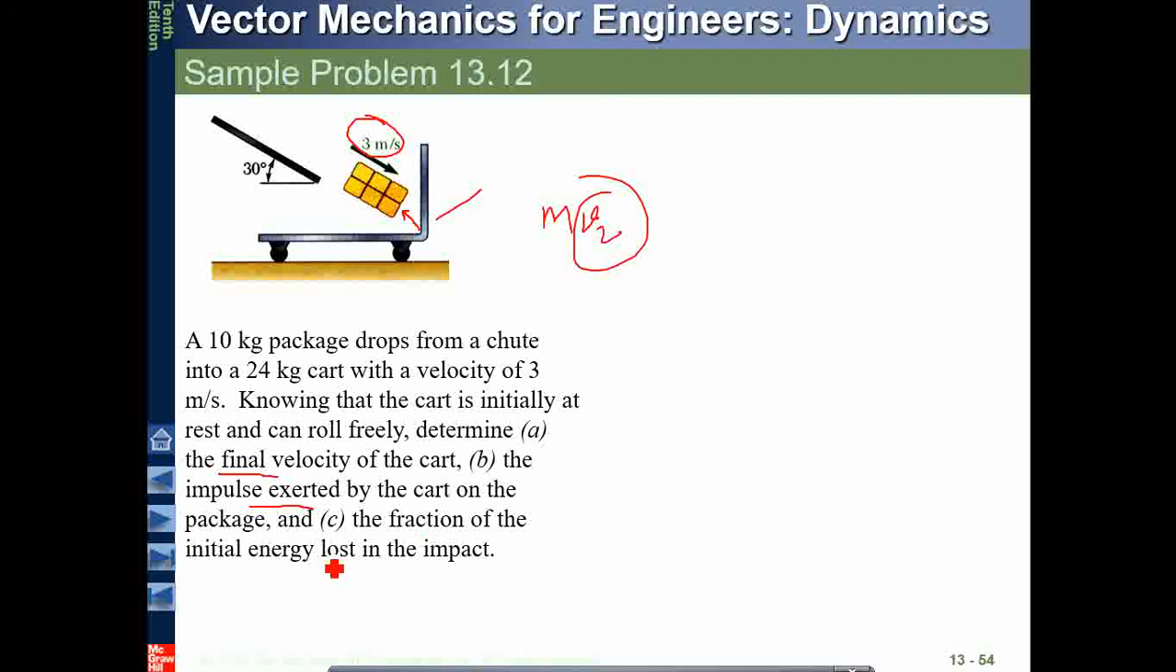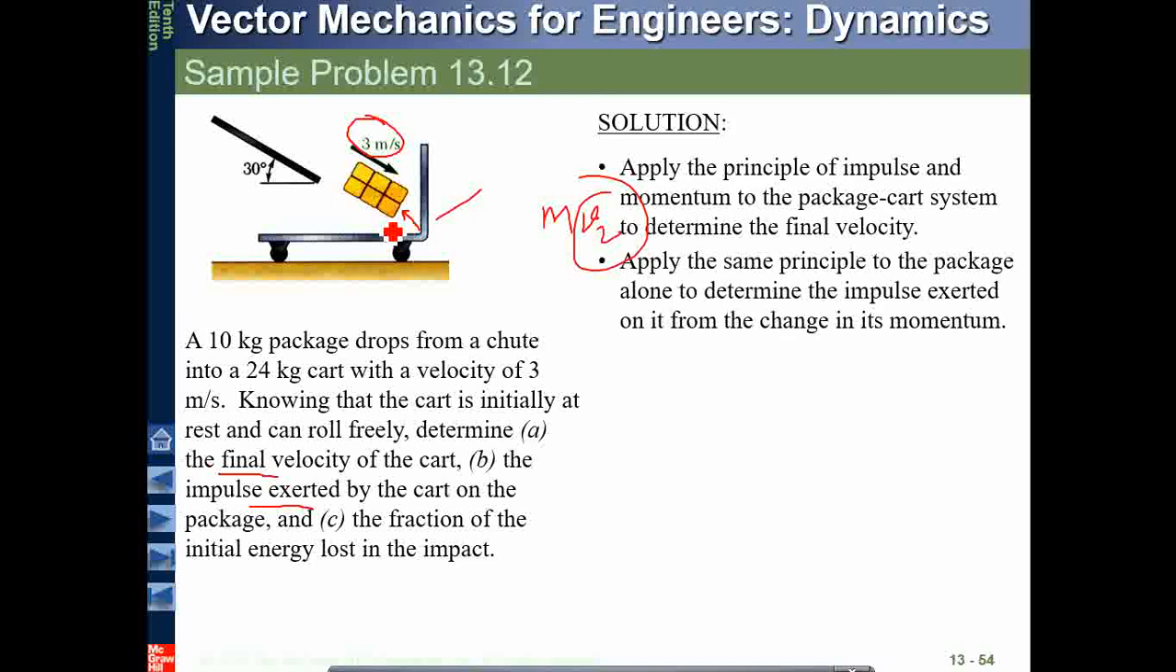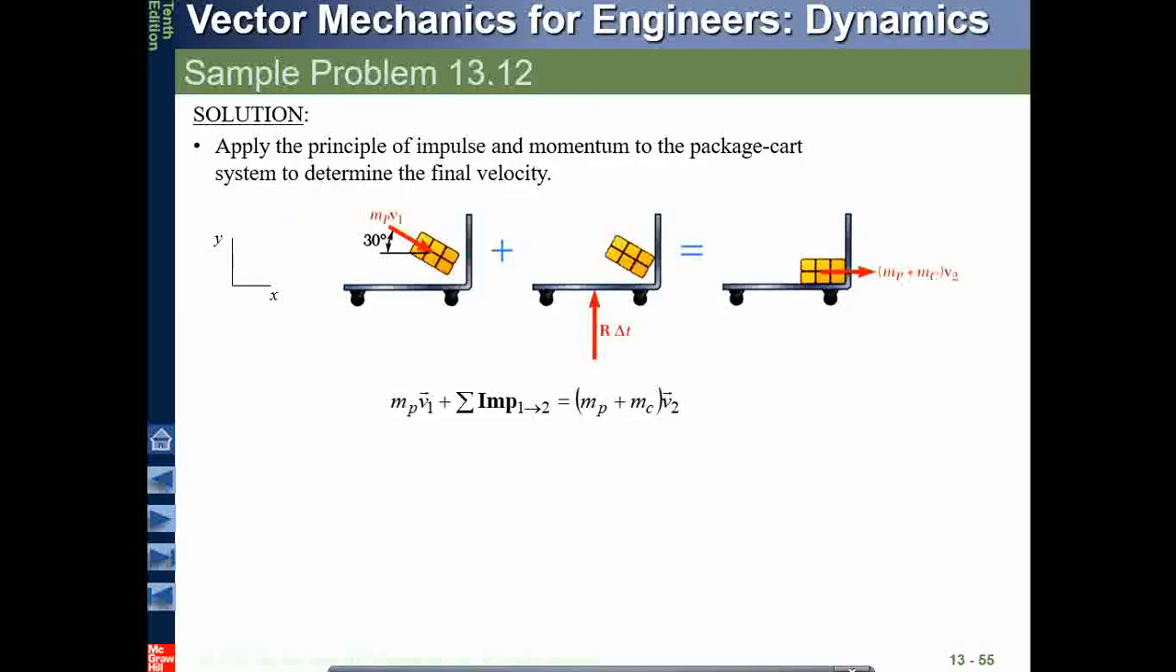And finally, the fraction of the energy lost in the impact. Remember that whenever an impact happens, some energy is always lost. So how much energy is that? We'll find out the answers to these questions, and let's first of all apply the impulse momentum equation to this problem. So apply the principle here, and let's see what we'll have.